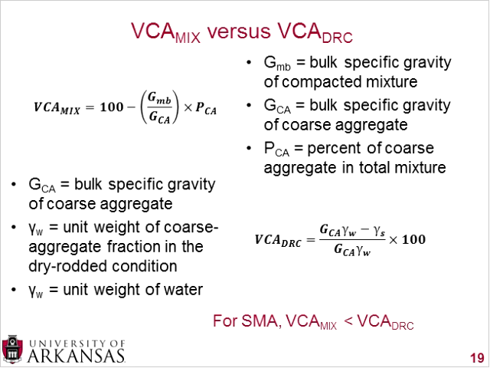So by running the bulk specific gravity test that you need to do, by determining your percentage of coarse aggregate, and by determining your unit weight of the coarse aggregate in the dry rodded condition, you can calculate the VCA of the mix and the VCA of the dry rodded condition. And if you recall, for SMA, for stone matrix asphalt, you want the VCA of the mix to be less than the VCA of the dry rodded condition.